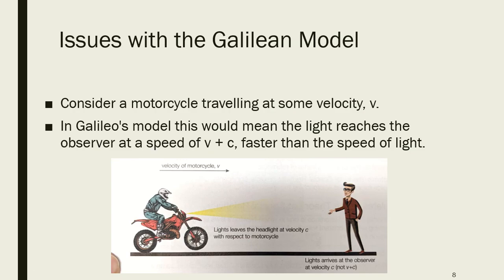Basically, this was Galileo's idea that motion was relative, and it is. However, there were some issues with his model. Now, imagine you had a motorcycle traveling at some speed, and then we turned on the lights on the motorcycle. Based on relative motion, the speed of light of this headlight should be the speed of the motorcycle plus the speed of light, which is c, 3 times 10 to the 8. But what happened is that when a stationary observer measured the light, it didn't travel at the speed of light plus the speed of something, it was just measured at the speed of light. So light arrives at the observer at velocity c, not the speed of the motorcycle plus the speed of light.